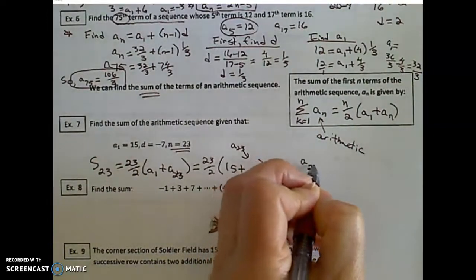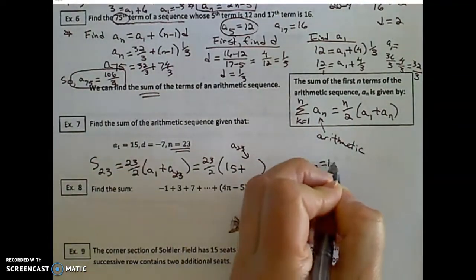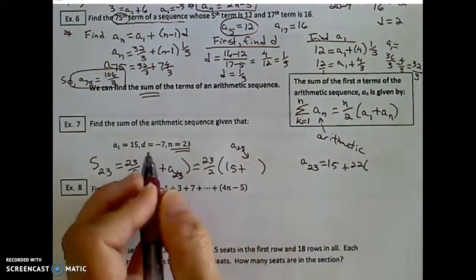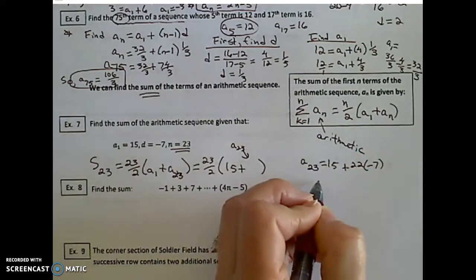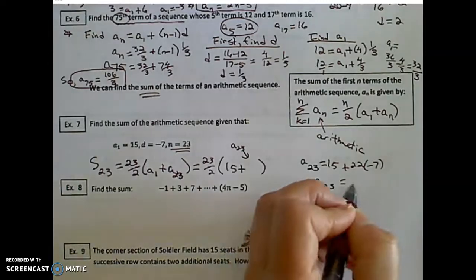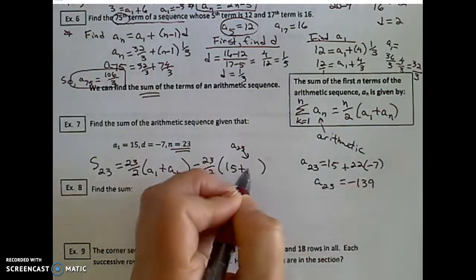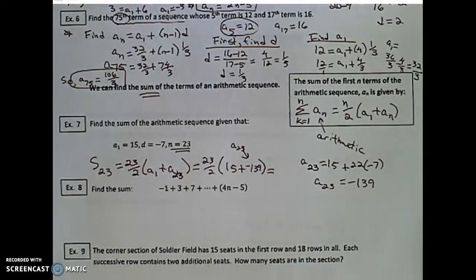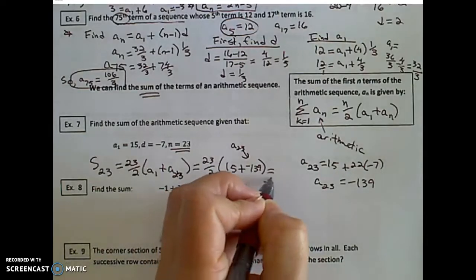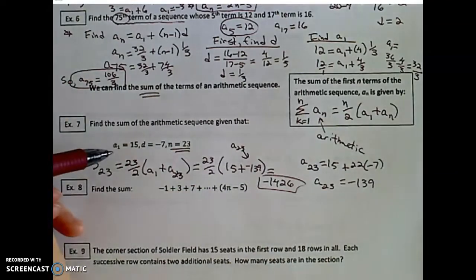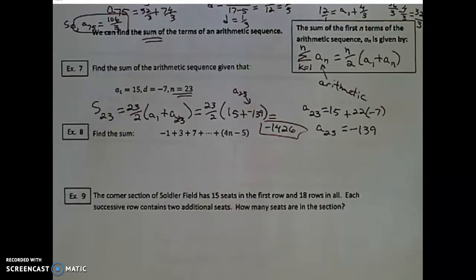The 23rd term of that sequence will always be the first term plus 1 less, 22 differences, and the difference is -7. So I have an easy formula to find the 23rd term of that sequence, which, do that calculation if you would, is -139. If I plug into my formula for a sum, use your calculator, and that sum comes out to be -1426. If I add up the first 23 terms of that sequence, I'll get -1426.